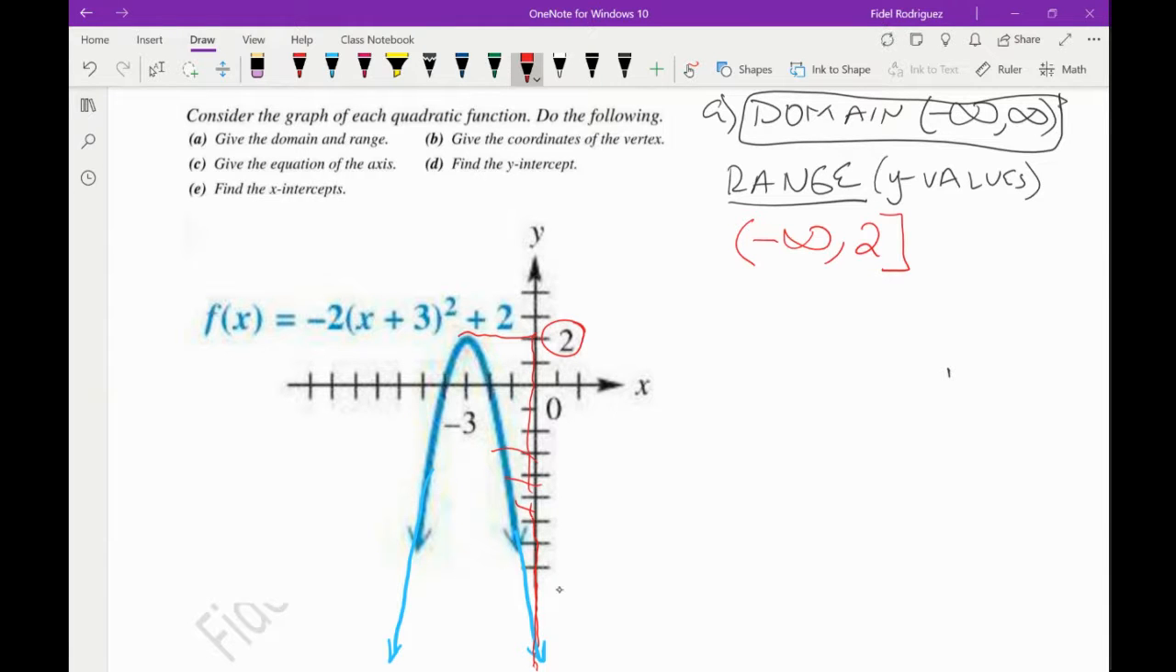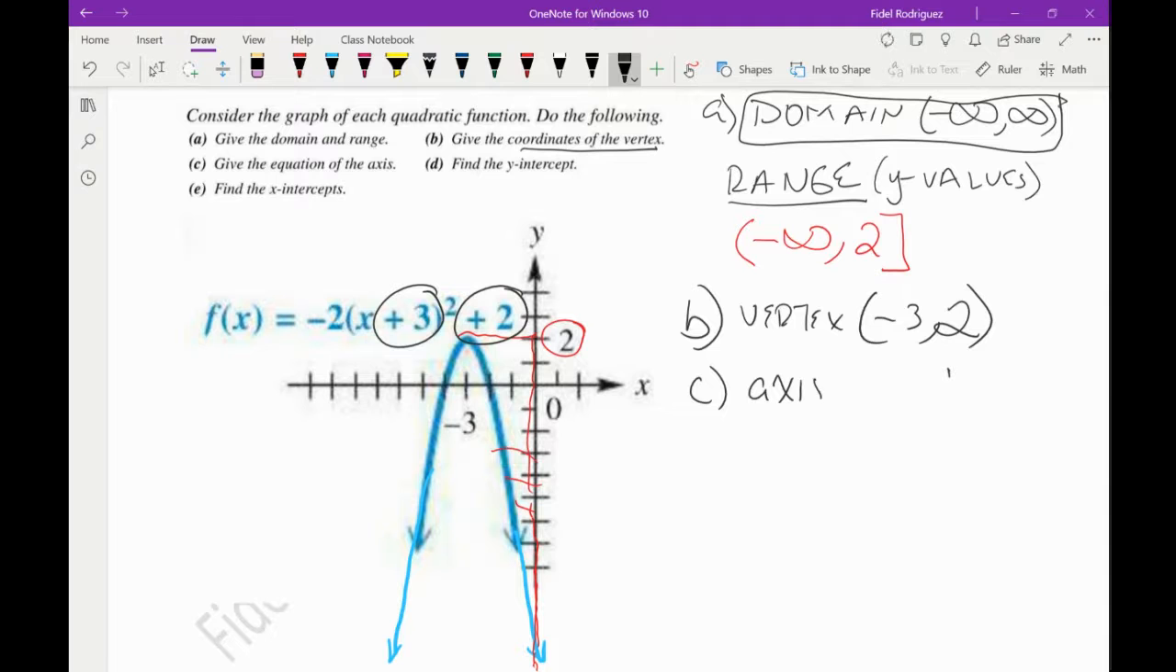All right, now let's do part B. Part B says, can we find the coordinates of the vertex? Yes, we can. So remember, our vertex here, y'all, we're always going to change the sign of that number, -3. We're going to leave this sign always the same. So my vertex is going to be at -3 and 2. Okay. Part C, we're looking for the equation of our axis, and it's always going to be x equals whatever this number happens to be. So in this case, it's x equals -3.